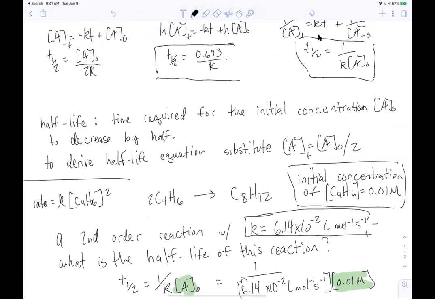First order reaction here does not depend on the concentration at all. There's no A sub 0 in this. So the half-life for a first order reaction is independent of the concentration.